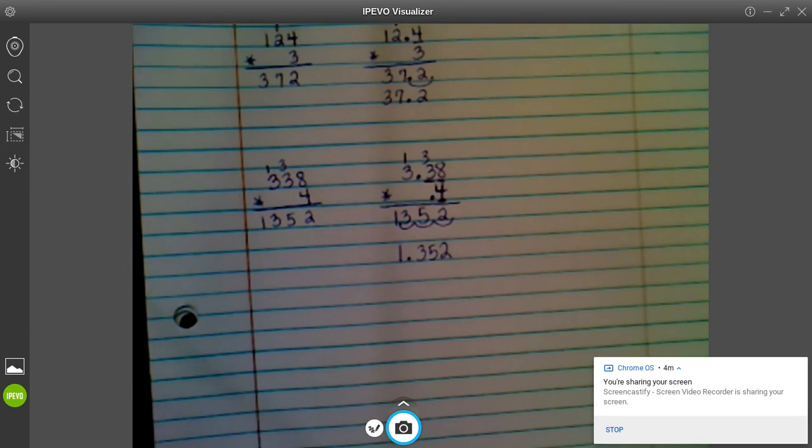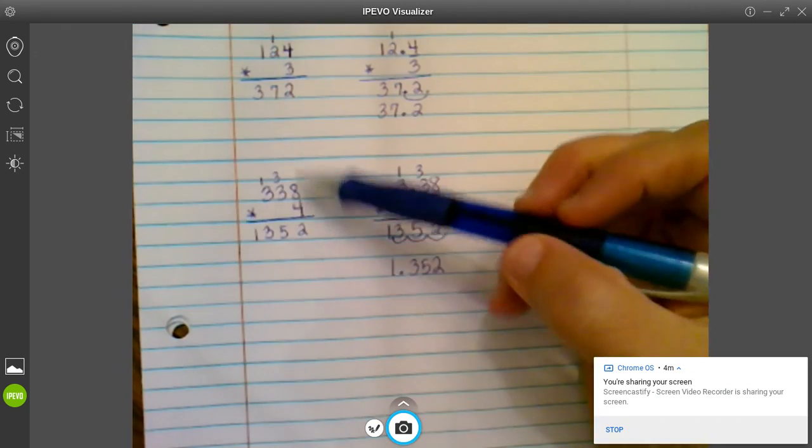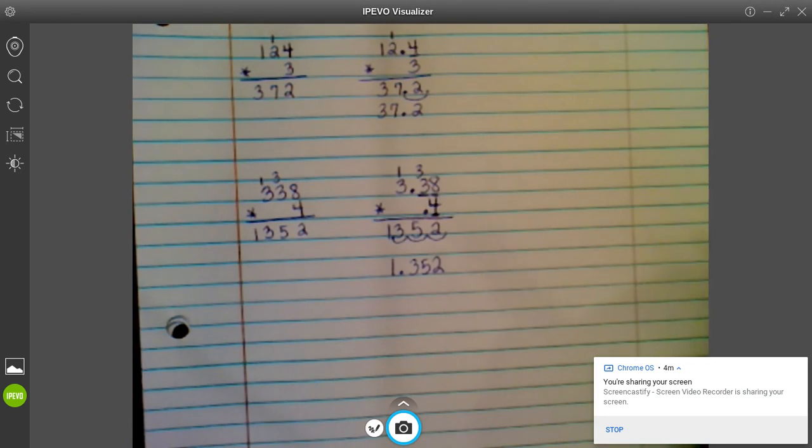So this answer is 1.352, or 1 and 352 thousandths. And that's how you multiply using decimals. We just pretend that they're not there, multiply them like a whole number, and then add your decimal back in.